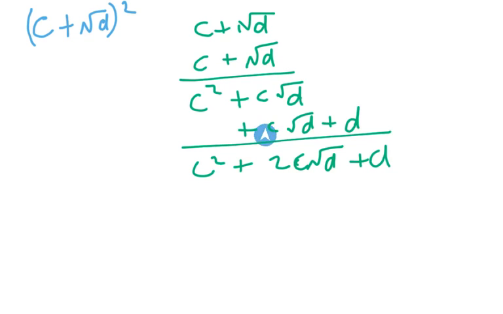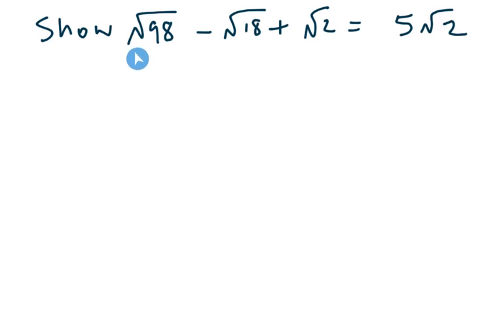So root d by c gives me c root d, and then root d by root d gives me d. So I add these up, I get c squared plus 2c root d plus d. Okay, next page. Okay, question. You've got to show that the root of 98 minus the root of 18 plus the root of 2 is equal to 5 root 2.